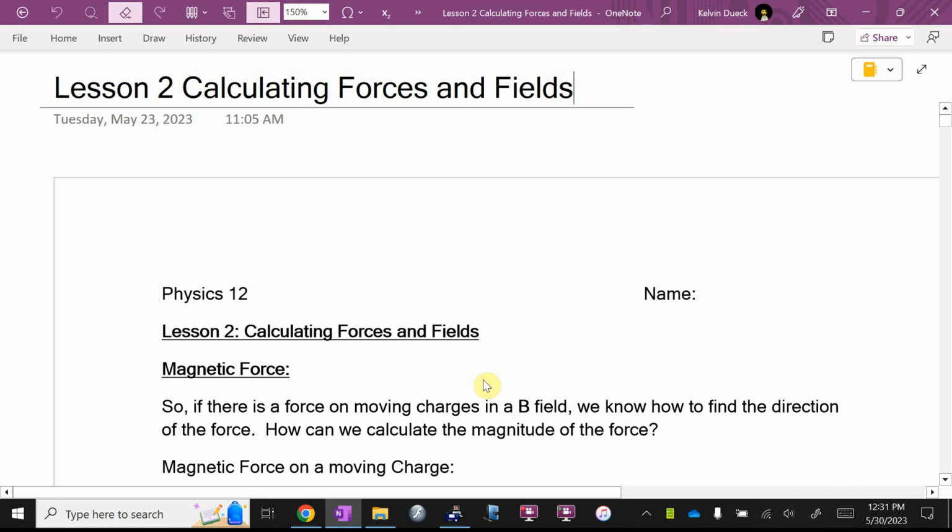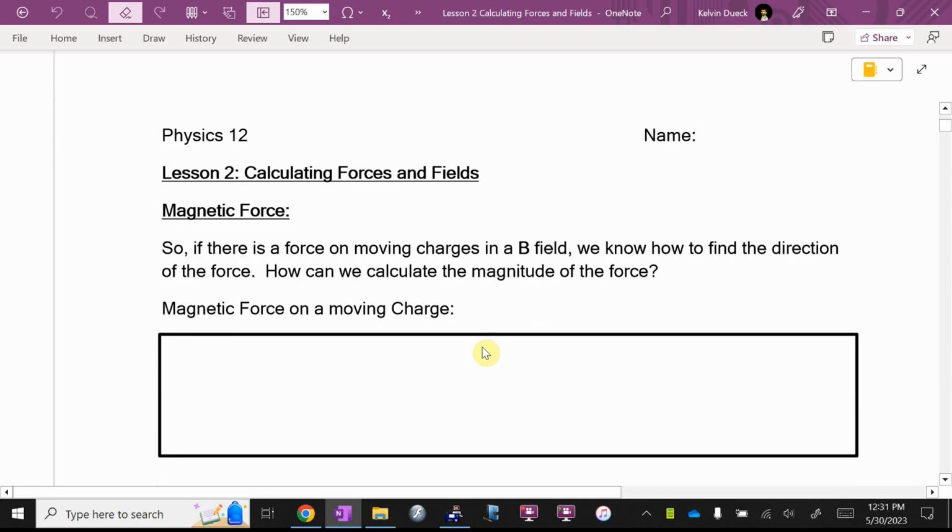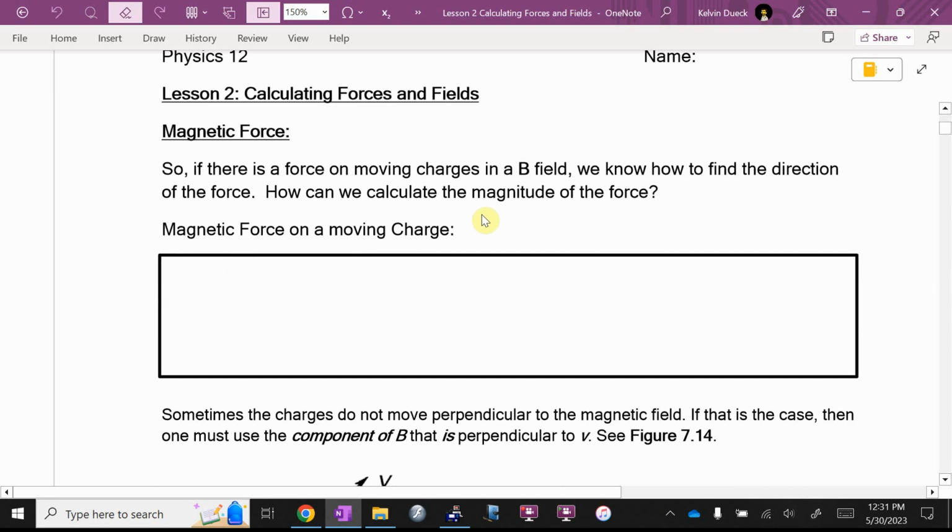So, Fahim, we spent last day figuring out the directions of the forces and the directions of the fields. Today, we're going to ask, how do you calculate the magnitude? It's kind of a reverse vector. Normally, I do magnitude and then direction. We do direction and then magnitude. So, if there's a force on moving charges in a magnetic field, which there is, we know how to find the direction. How can we find the magnitude of the force?